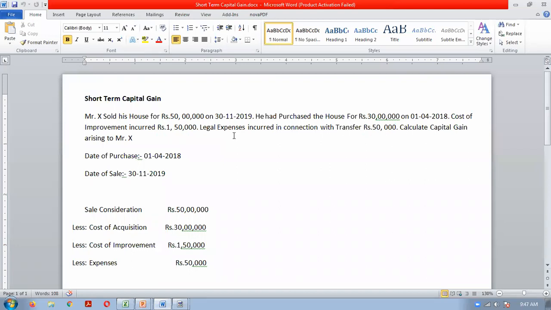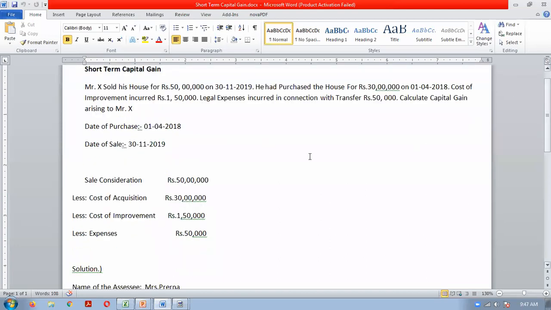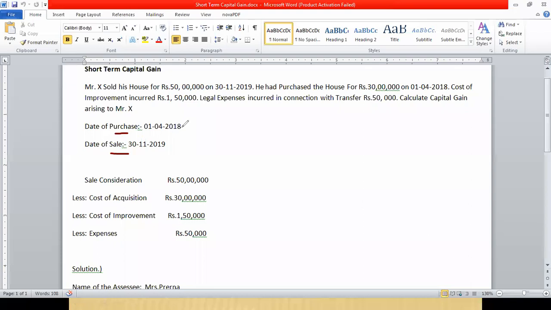So last class we discussed the short-term capital gain calculation, how to calculate short-term capital gains. With an illustration, we first understood why it is a short-term capital gain, and we also understood how to calculate it. Why is it a short-term capital gain? Because from the date of purchase to the date of sale, the period of holding is only 20 months.